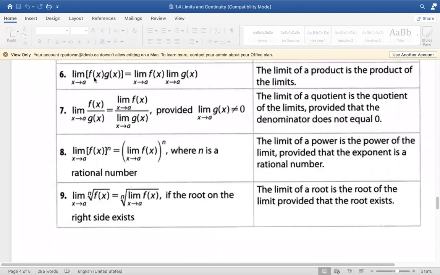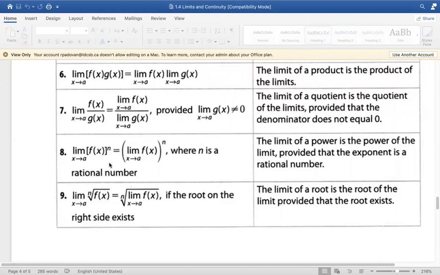The limit of f of x multiplied by g of x is, again, getting the limit of f of x separately, then the limit of g of x separately, and then multiplying them. The limit of f of x divided by g of x as x approaches a is the same thing as getting the limit of f of x as x approaches a, and the limit of g of x as x approaches a, and then dividing them afterwards, right? Provided that g of x obviously can't equal 0.